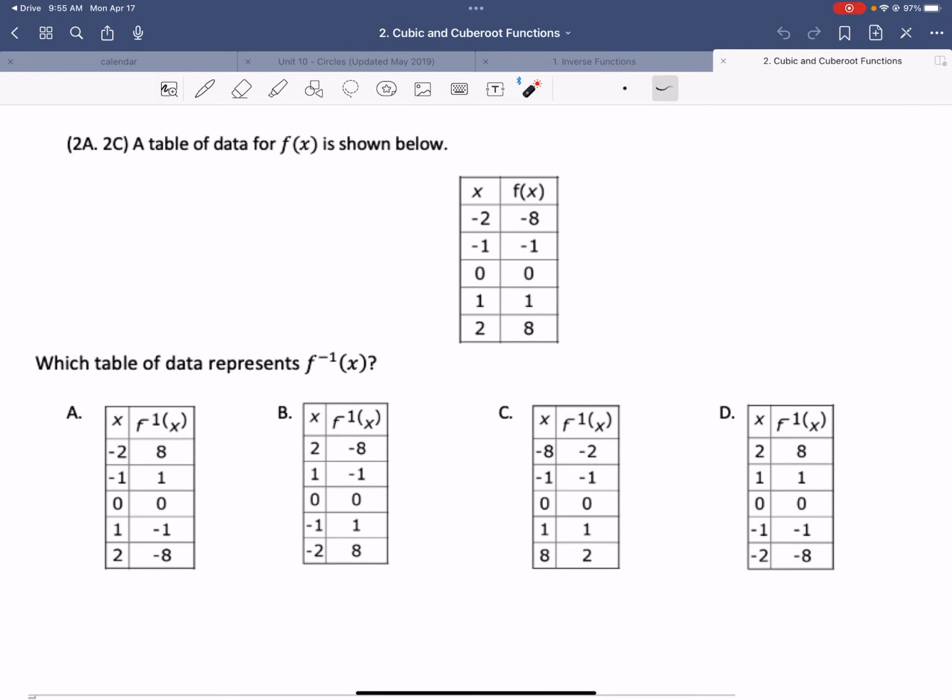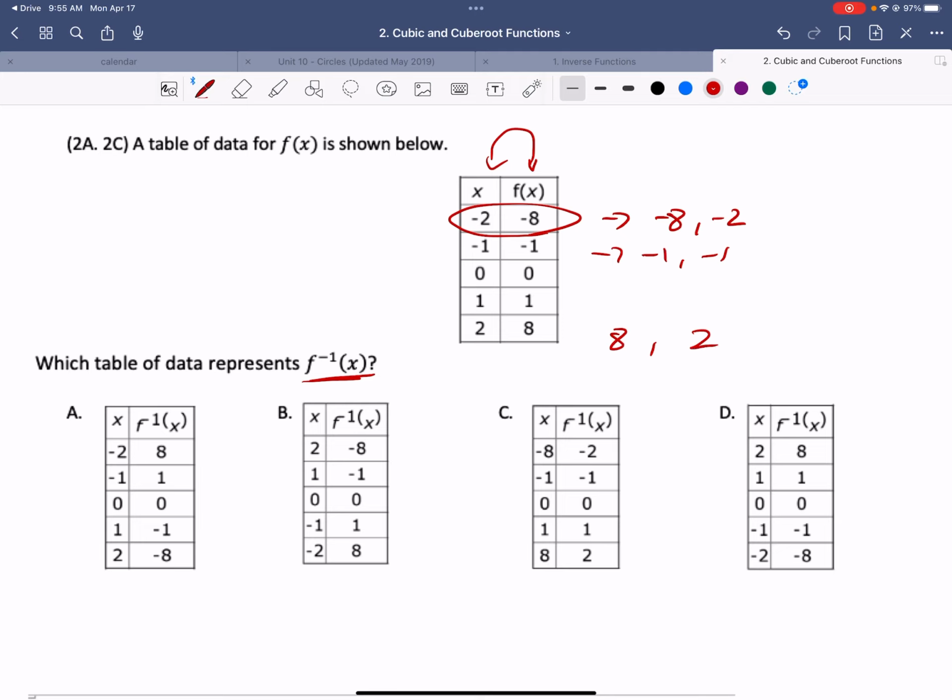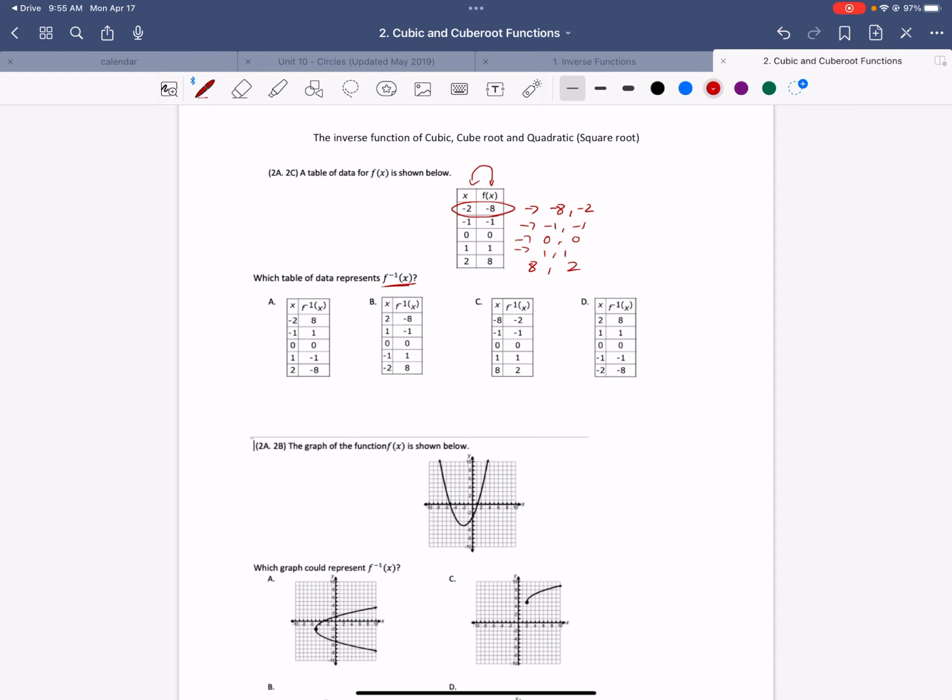Again, what you have to know is whenever you see the inverse function, what you gotta do is you flip x and y. So do you see this number? You're gonna flip it. I'm not changing the sign, you're just switching x and y. So it's gonna be -8, -2, -1, -1. It's gonna be the same thing, and the last one should be 8, 2. Okay? Because you're just switching x and y. Now, find which one is gonna be the answer, okay?